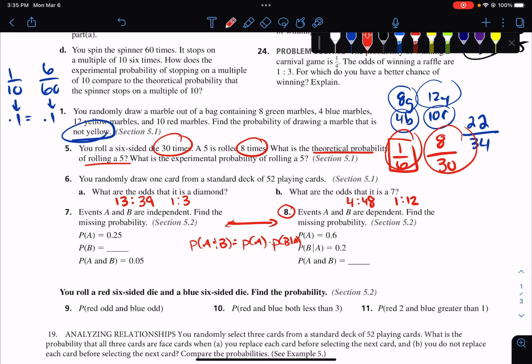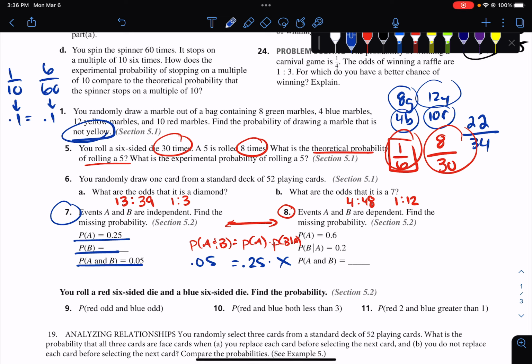So if I plug in what it gives me to my equation right here on number 7, the probability of A is 0.25. Well, that goes right here. The probability of B, I don't know. That's my X, so that goes here. The probability of A and B is 0.05.